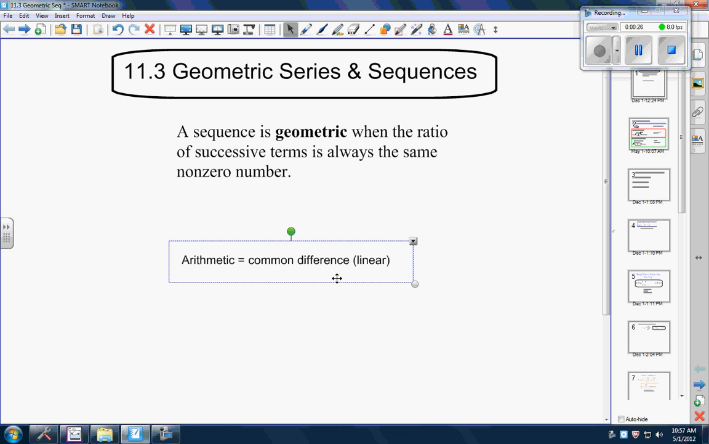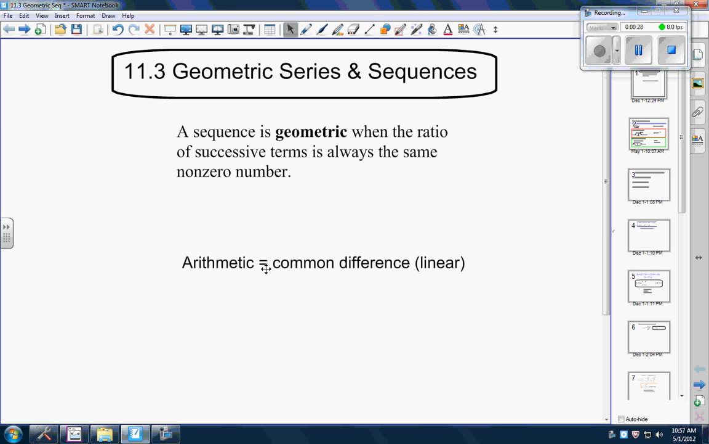So we have already established arithmetic sequences or series have that common difference. So plus 5, plus 5, plus 5, minus 17, minus 17, minus 17. Okay, so those have to have that common difference and they're linear. Here's what geometric is. The ratio of successive terms is always the same non-zero number. So clearly you can't have a ratio that is 0 or nothing's really happening.